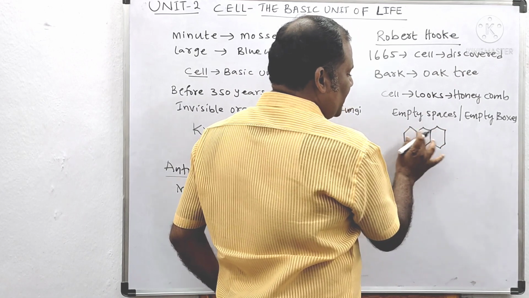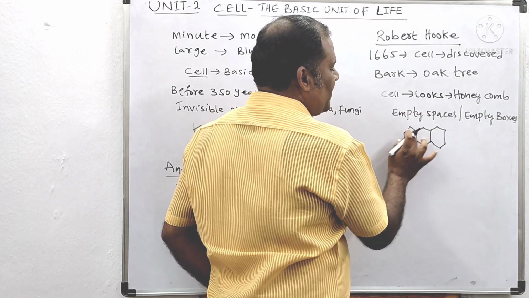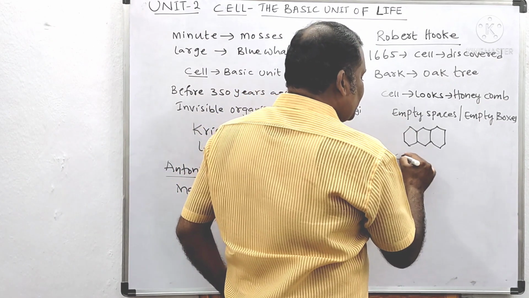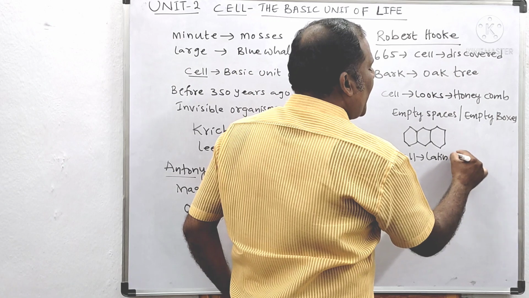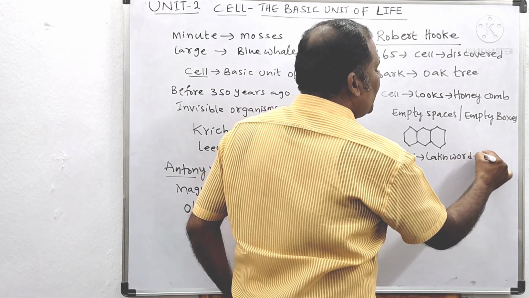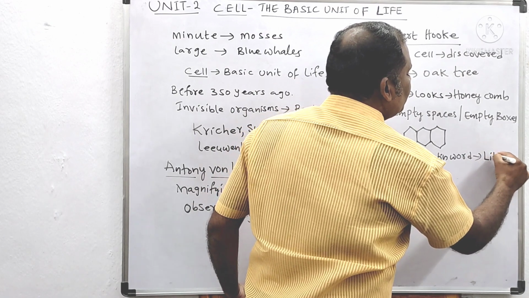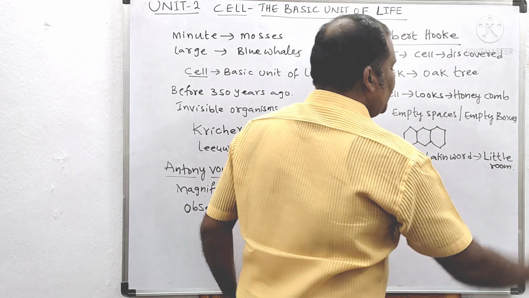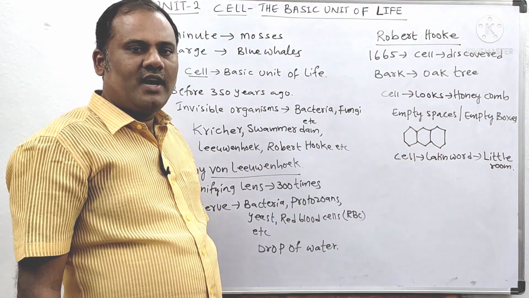So like this. This is one cell, this is one empty box, this is one empty box, this is one empty box. Each one box is treated as what, Nana? Cell. And here actually cell is a Latin word. The meaning of cell in the Latin language is nothing but a little room. So in this way he discovered the cell.